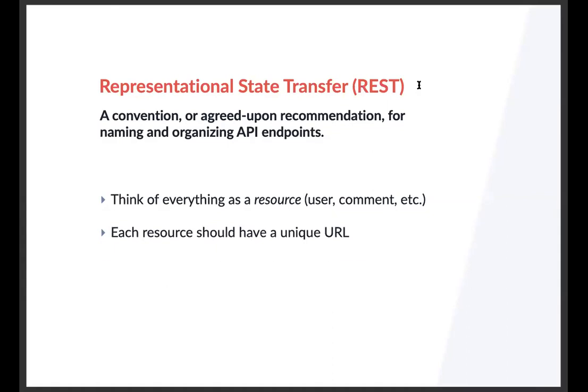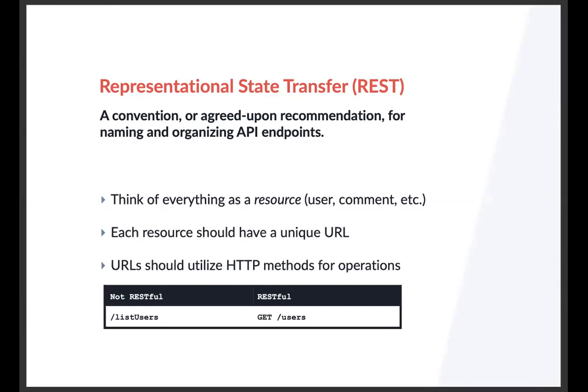Something else to keep in mind is URLs should utilize HTTP methods for each operation, rather than specifying the operation as part of the path. Right? For example, if we were designing an API that was not RESTful, you might define an endpoint like list users, /list users. But if we were designing a RESTful API, it would be better to define that endpoint as a GET method for /users, right?